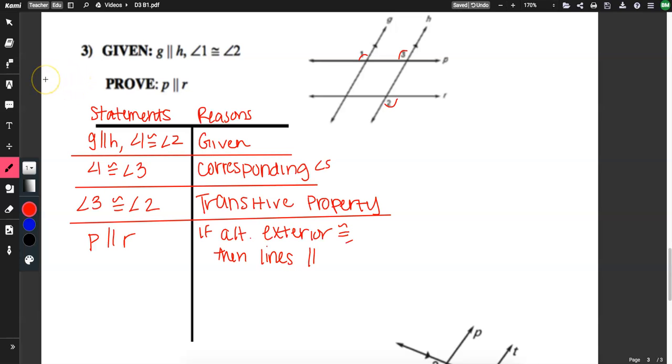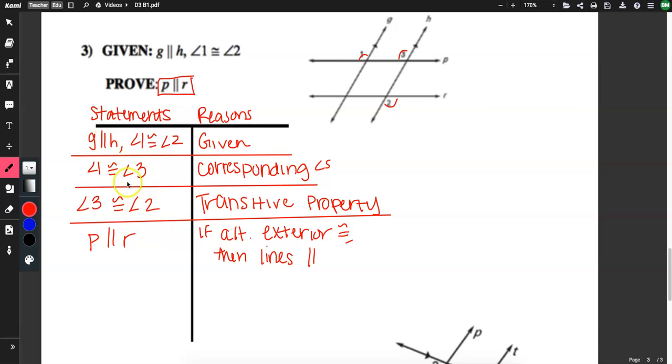All right, let's see how you did with this one. A little bit different here because we're trying to prove that these two lines are parallel. So just be careful keeping that end in mind in terms of what you say and what you already know. So I have my given statements first. And then because G and H are parallel, I said angle 1 is congruent to angle 3 because those would be considered corresponding angles. And then from there, I can say that 3 is congruent to 2, or if you wrote 2 congruent to 3, that's fine. The order doesn't matter there because of the transitive property.